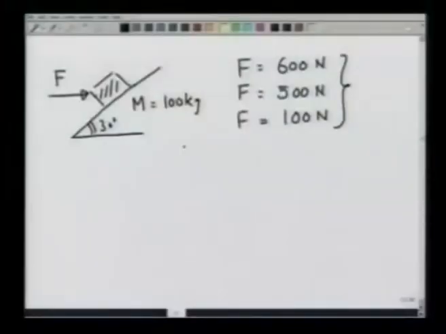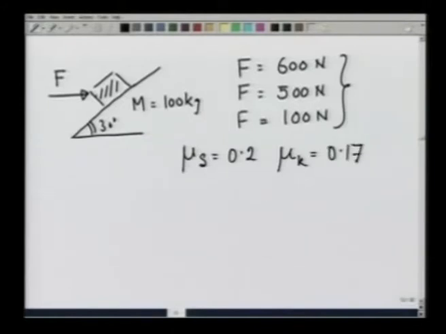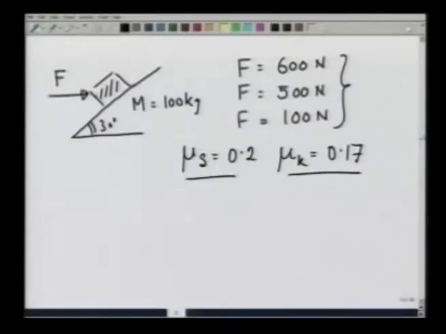The parameter I did not give you earlier is mu static is equal to 0.2 and mu kinetic, which is less than the static coefficient of friction, is 0.17. So what we should really check for is whether the block is moving or not moving and calculate friction accordingly using either mu k or mu s. If it is static, does the friction act up the slope or does the friction act down the slope? These questions we have to answer.